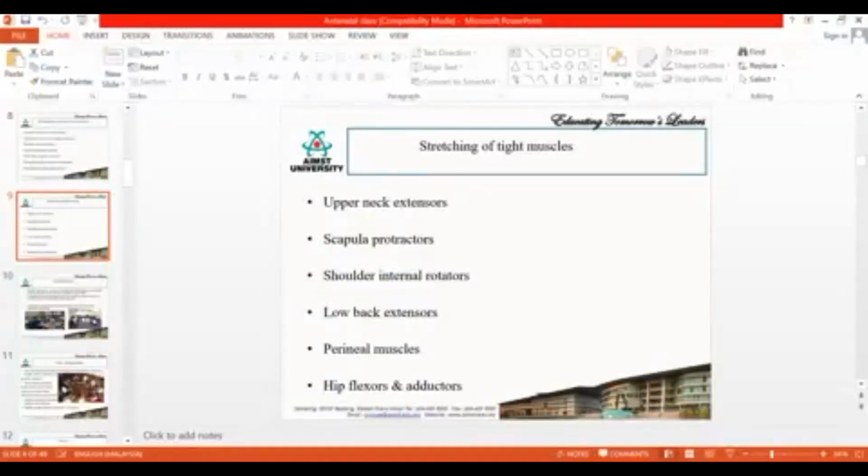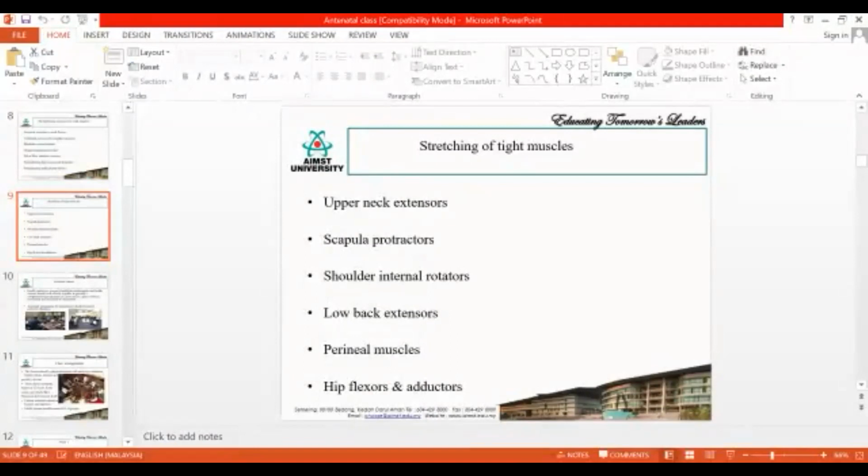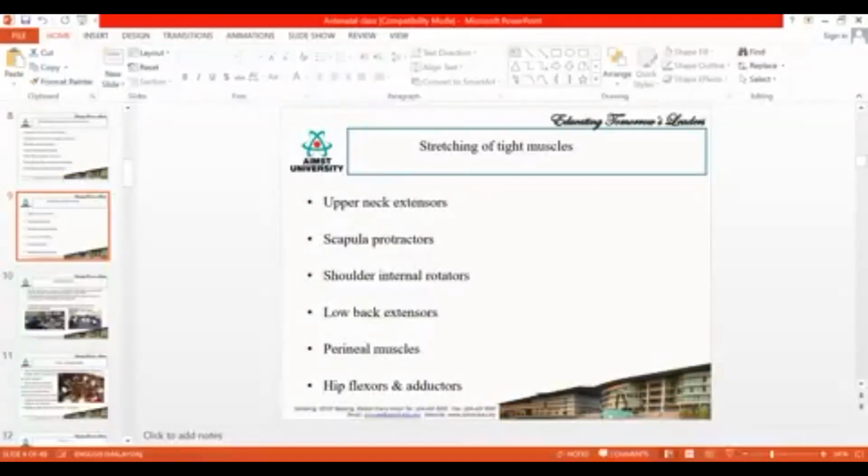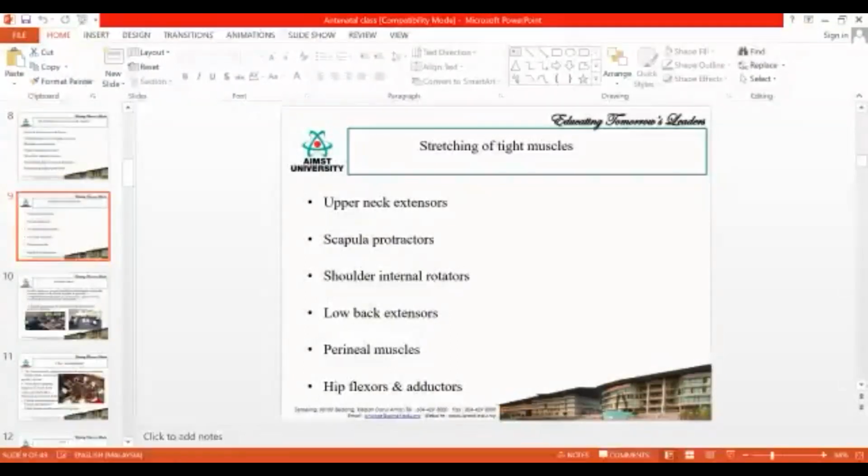Then perineal muscle, you cannot do self stretching. You have to palpate using the thumb and you can just stretch the perineal muscles. That also I will show you the video. Okay, then hip flexors and adductor stretching. Hip flexors is your rectus femoris stretching and adductors, hip adductor stretching. So I think you know, but anyways, I'll show you the videos for all these stretching.